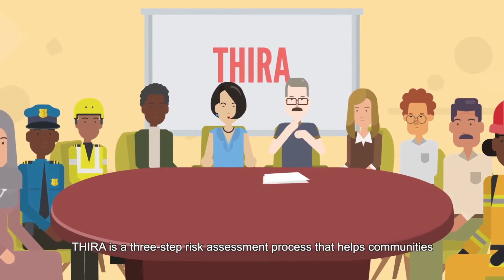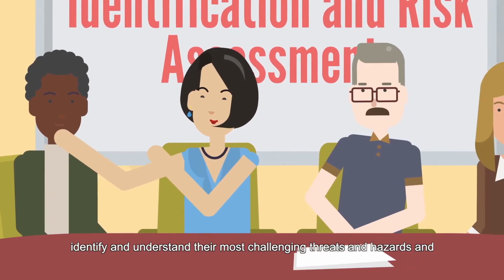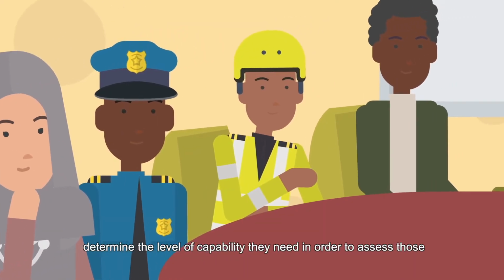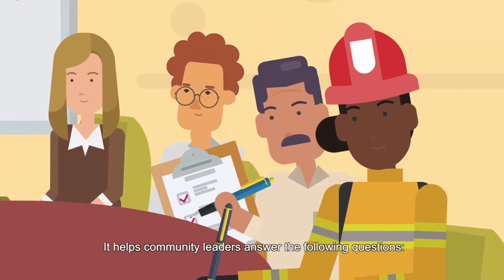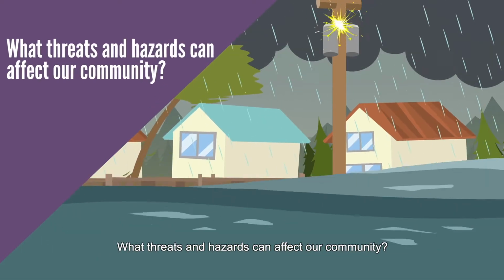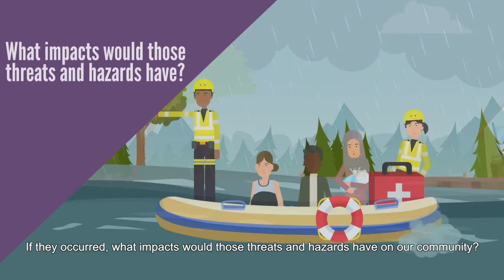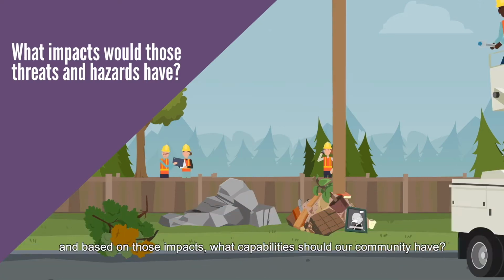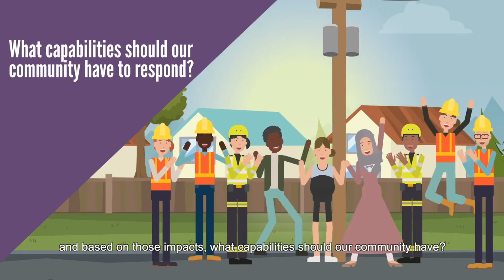THIRA is a three-step risk assessment process that helps communities identify and understand their most challenging threats and hazards and determine the level of capability they need in order to address those threats and hazards. It helps community leaders answer the following questions. What threats and hazards can affect our community? If they occurred, what impacts would those threats and hazards have on our community? And based on those impacts, what capabilities should our community have?